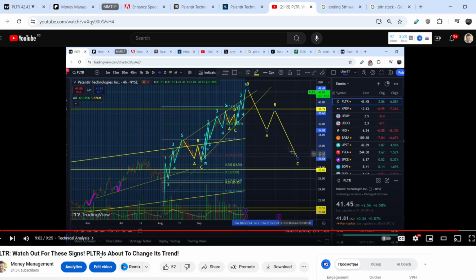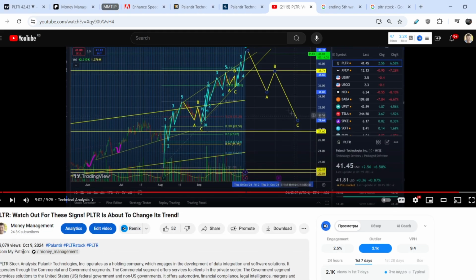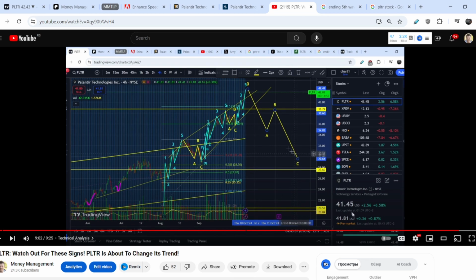Hello my friends, this is the video that I made on Palantir on October the 9th of this year, when the price of this asset was at pre-market hours, as you can see right here, at $41.81. And I drew these couple of lines, the range of resistance and the range of support, and it is nothing else but the ending fifth wave diagonal. And at this very point, I told you that we have to see the rollover to the downside.